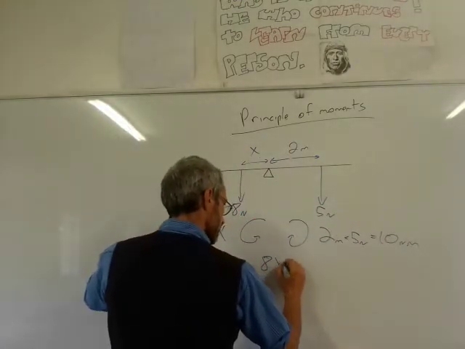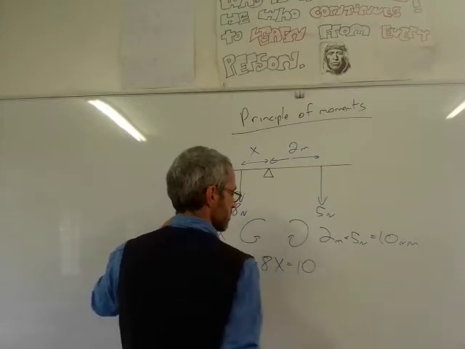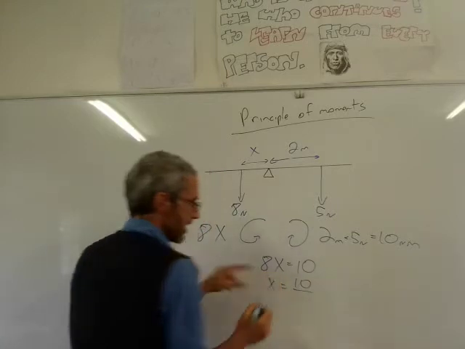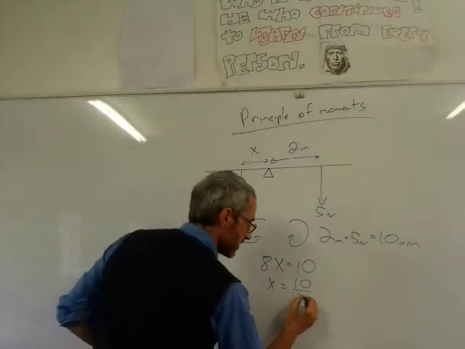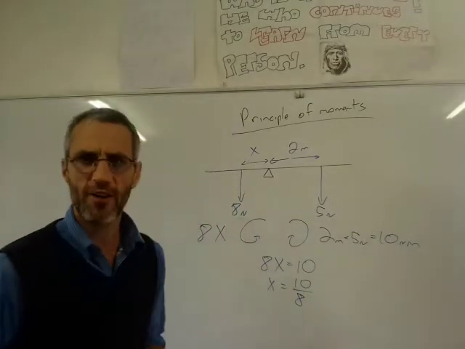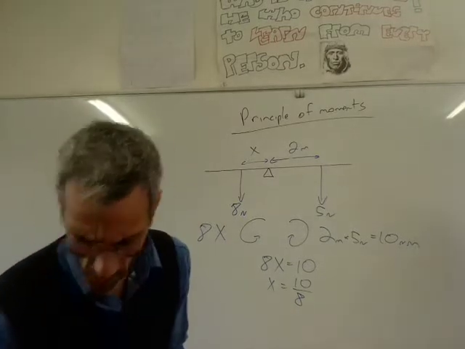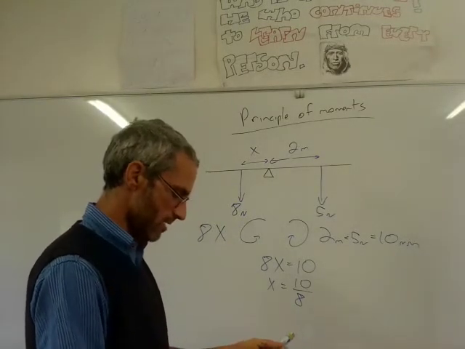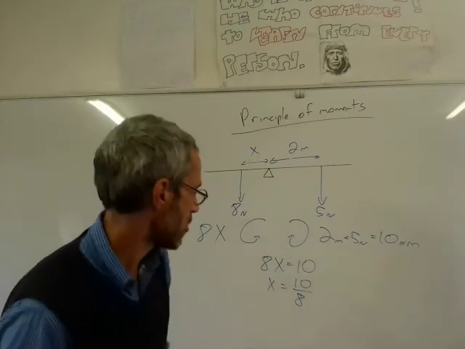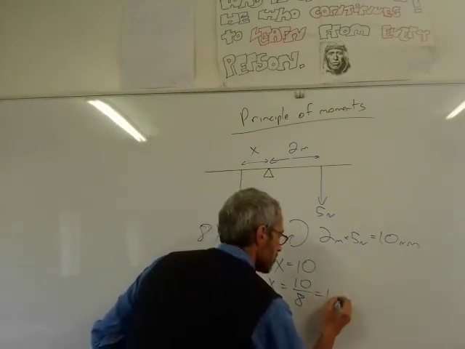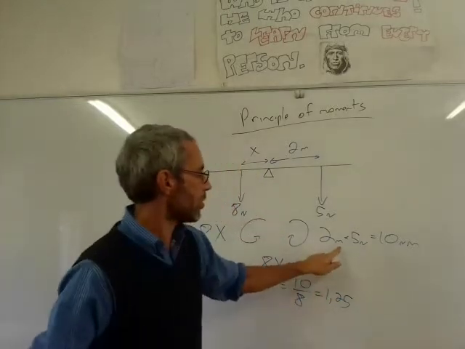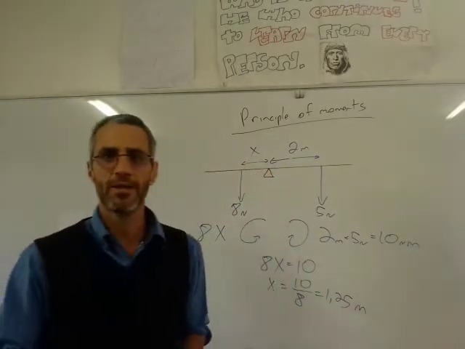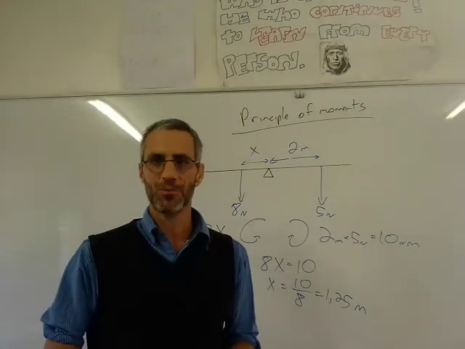So I demand 8x equal 10. Okay? That means 8x equal 10, so x equal 10 divided by 8, which is 5 divided by 4, which is 1.25, I think. But let's just make sure. 10 divided by 8 equal 1.25. So the answer is 1.25. Because we work in newtons and meters, the answer will be in meters. Okay? So voila, I got the answer.